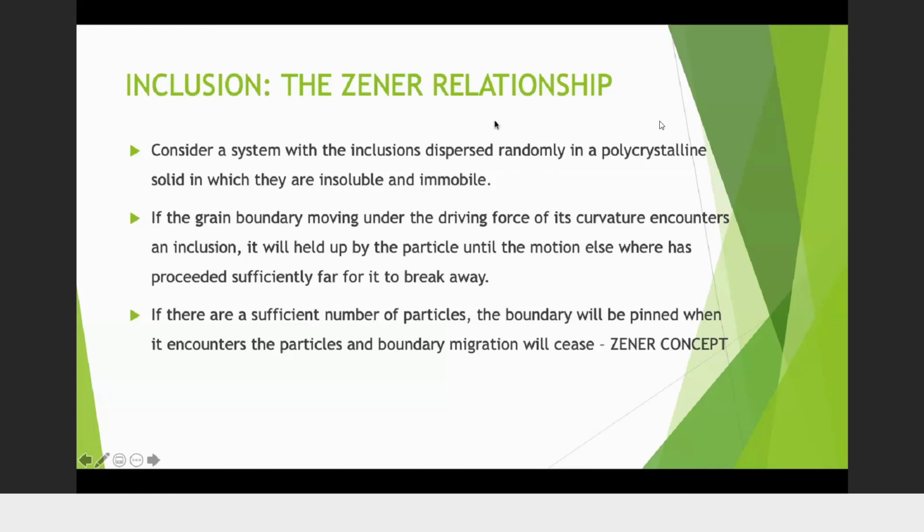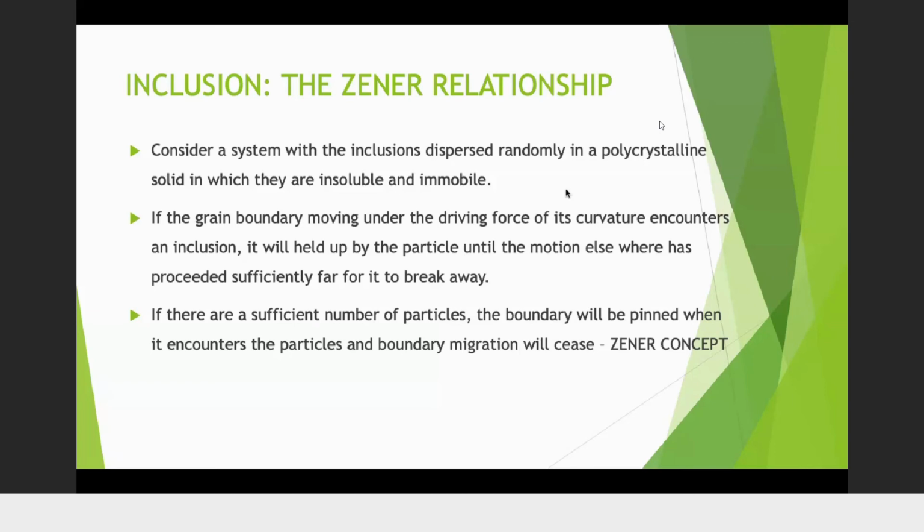So if we consider a system with inclusions dispersed in a polycrystalline solid, okay, and they are insoluble and immobile, okay. So if the grain boundary moving under the driving force of its curvature encounters an inclusion, then it will hold up on the particle until the motion elsewhere has proceeded sufficiently far for it to break away. So if there is a sufficient number of particles, the boundary will be pinned when it encounters the particles and boundary migration will cease.